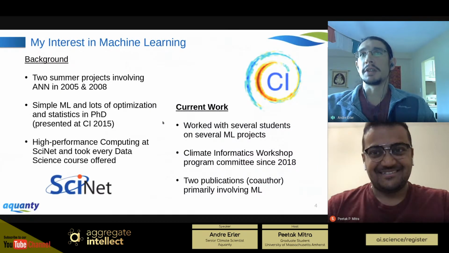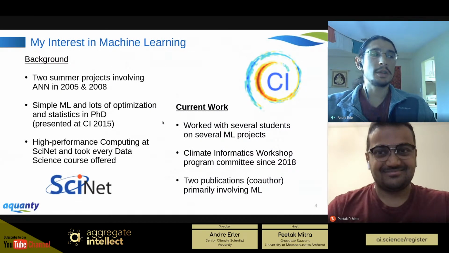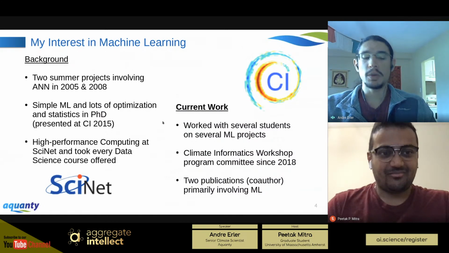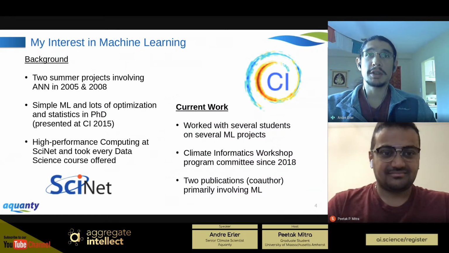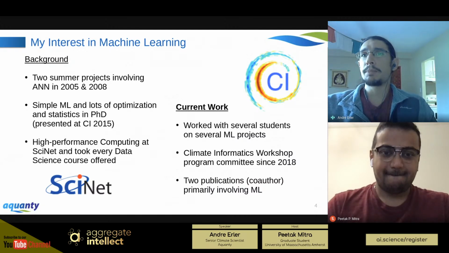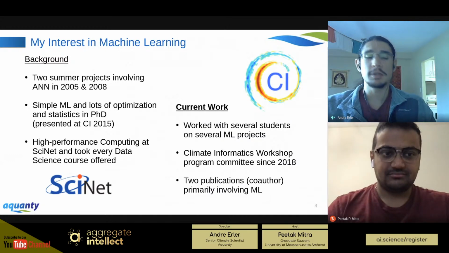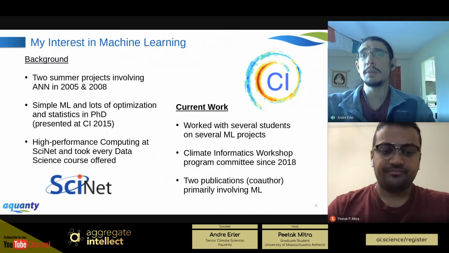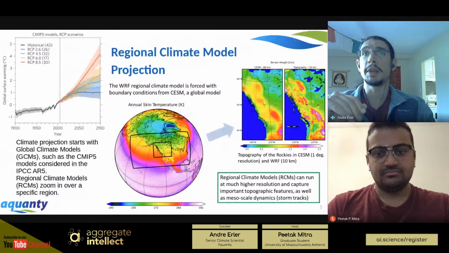My interest in machine learning actually started a long time ago, already in 2005. I've done a few course projects as a student. I've kind of sneaked it into my thesis a little bit, although mostly that was statistics and high performance computing. I'm also involved with the climate informatics workshop. I'm on the program committee now, and I've supervised some students who have done machine learning projects. So I'm peripherally interested, but it's not my main area.